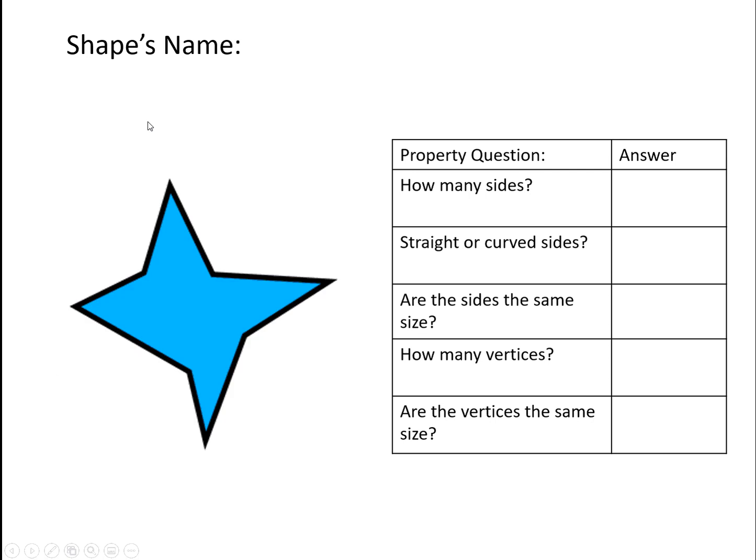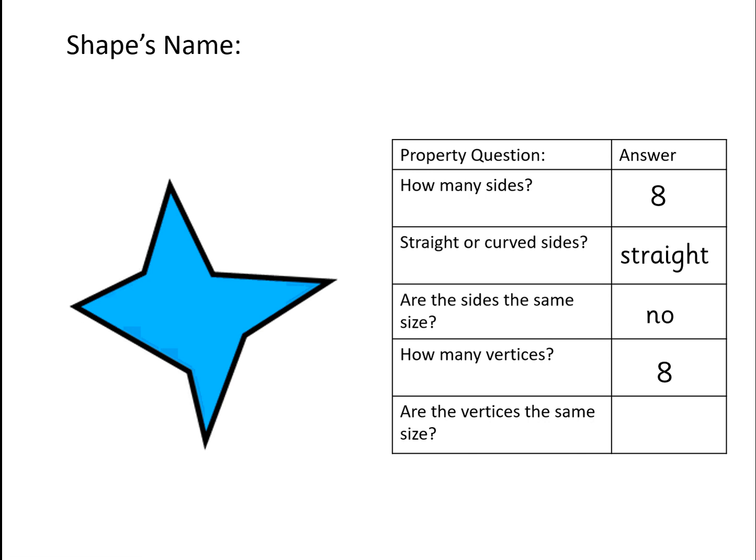Okay, so on to our last shape. So you need to count the sides. 1, 2, 3, 4, 5, 6, 7, 8 again. So I'm pretty certain you know what kind of shape this is going to be. Any curved sides? Nope. Are the sides the same size? No, they're not. This, for example, is quite small. That's quite long. Vertices, 8, because there's 8 sides.